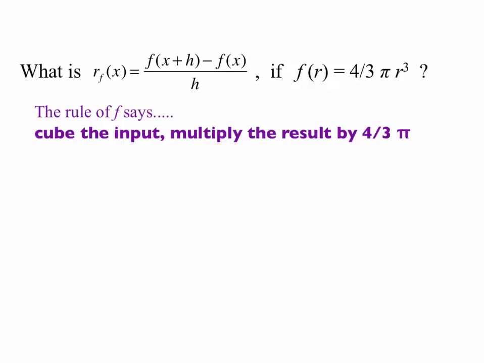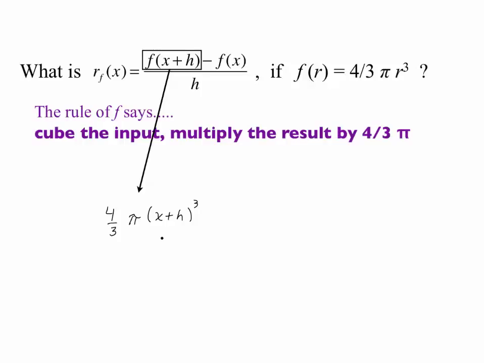Okay, the rule says cube the input, multiply the result by 4/3 pi. So what are we going to do? In this definition of our rate of change function, look, we've got f of x plus h. So we want to apply what the rule tells us to do. The rule, what did we say it tells us to do? Cube what? X plus h. Cube the input, and then multiply by 4/3 pi. That's what f of x plus h is.